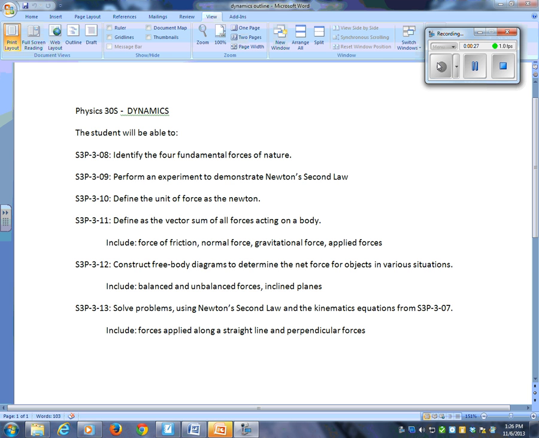Identify the four fundamental forces of nature. Perform an experiment to demonstrate Newton's second law. We'll do that. Define the unit of force as the Newton. Well, that's pretty easy to do. You just say the unit of force is the Newton. Done. There you go. Check.